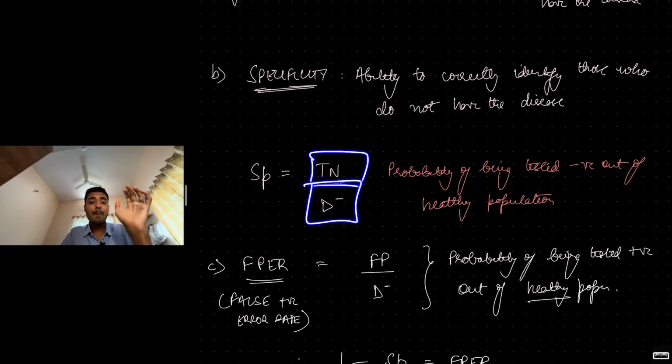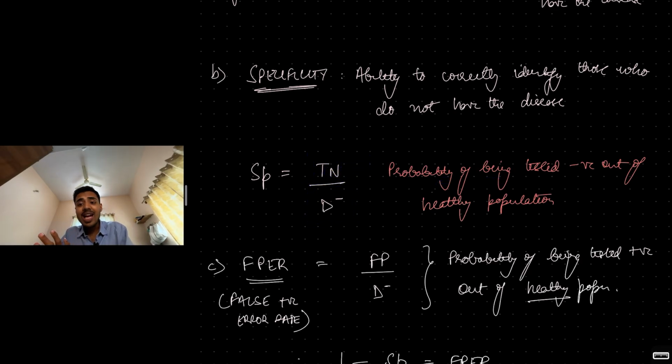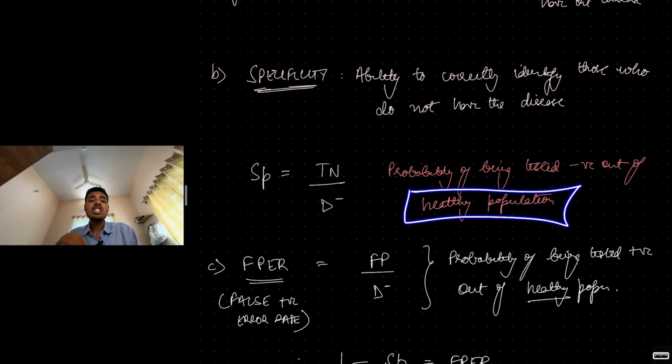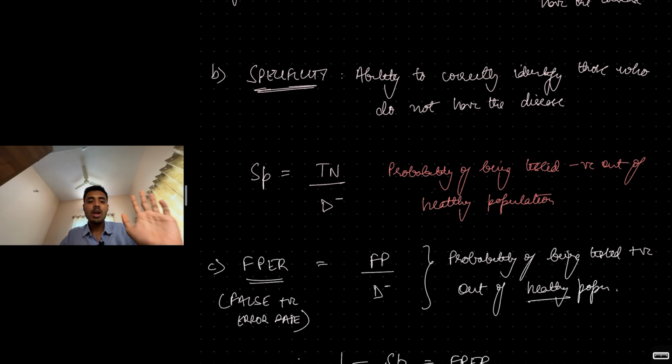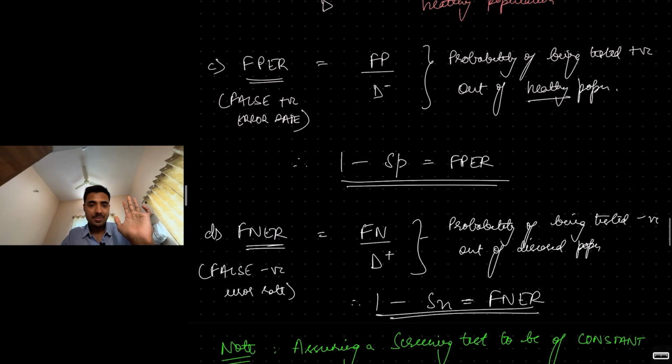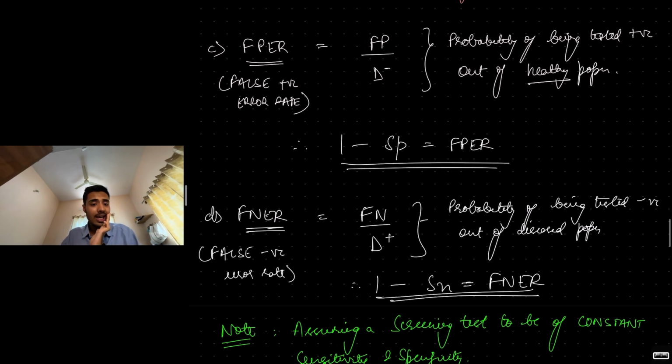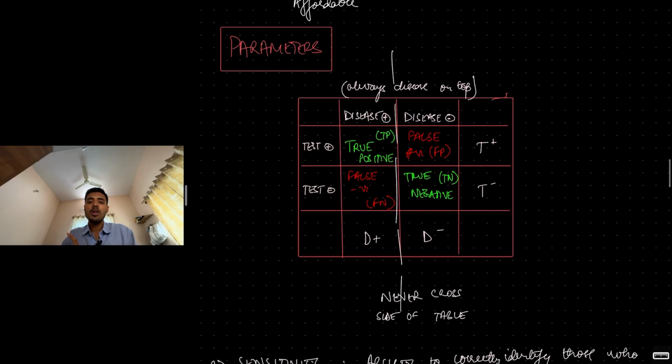So, the probability of being tested negative out of the healthy population. Disease negative means what? They don't have the disease. They are the healthy population. That is specificity. Understood? False positive error rate. Basically, here you can see false positive.